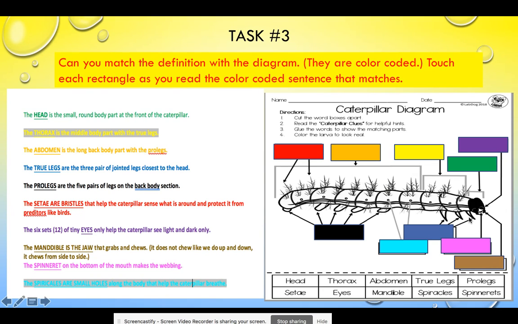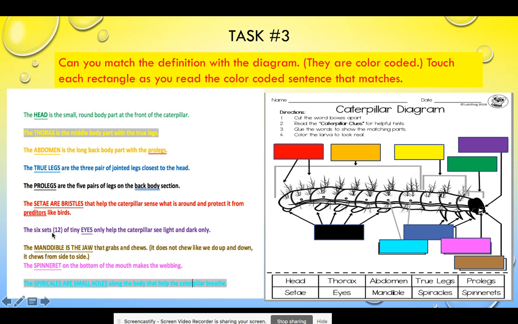Prolegs are the 5 pairs of legs on the back. Here they are here. These help them get around, but as they become a butterfly, they don't need them anymore because then they have wings to help them. But they do still need these little guys. The setae are bristles that help the caterpillar sense what is around and protect them from predators like birds. All right, these are the bristles here, all these little things sticking up. They look like little hairs.